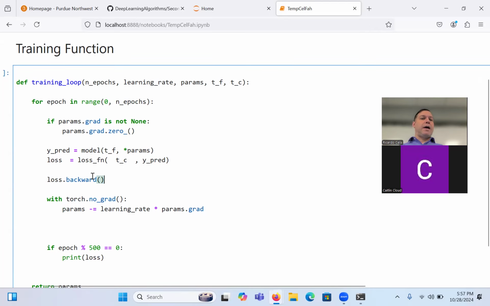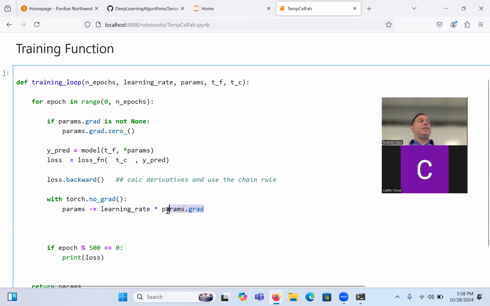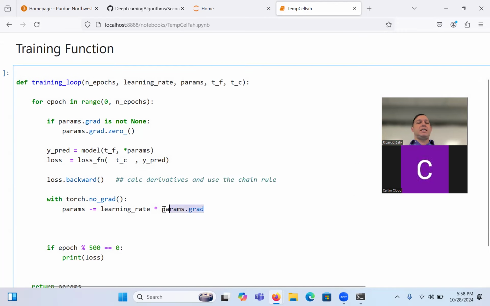So anyway, we create the graph, we take the derivatives, the whole chain rule thing. So I'll say calculate derivatives and use the chain rule, like in the previous example, okay? And then once you have those values, they get stored in the variables that we said requires grad, which will be the values stored in params W and B. This is actually two values.